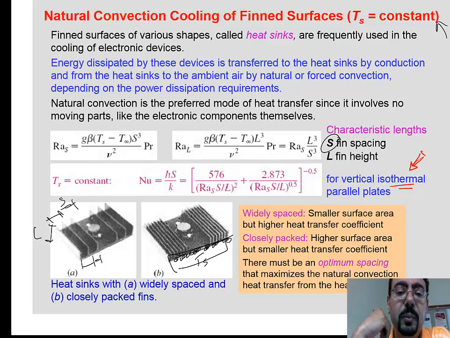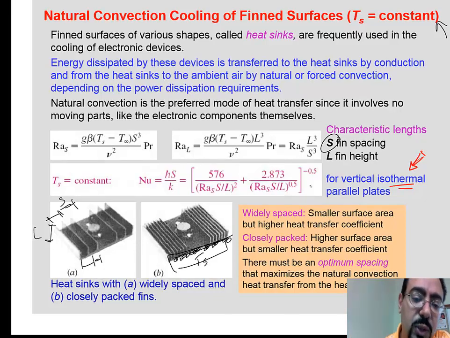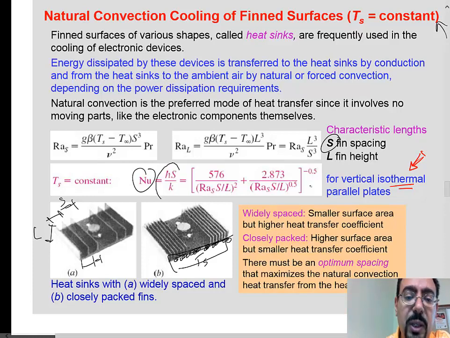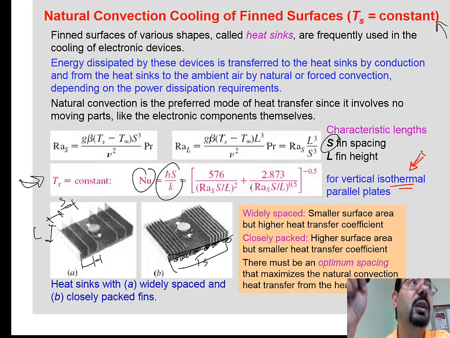All right? So the Nusselt number is going to be this, hS over k. This is the equation that we're going to use for vertical isothermal plates. If Ts is constant, then the Nusselt number is hS over k, and from that you can get your h, and then say that Q is hA delta T, where A is all your area. We'll see this in a second.